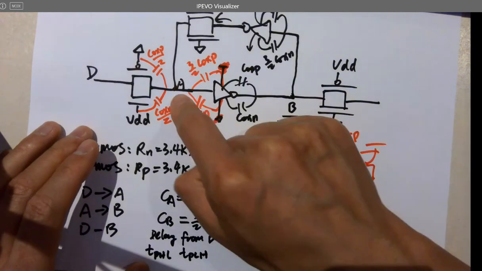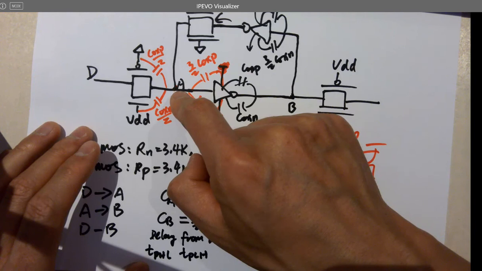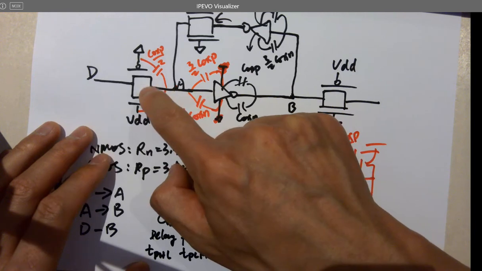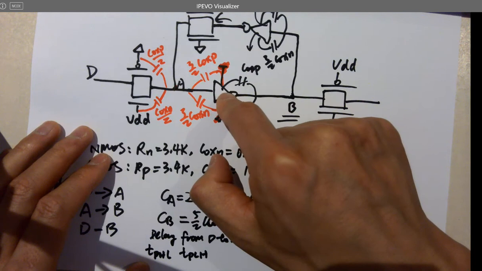So what are the resistors involved whenever A is oscillating? The parallel resistor over here, definitely, yes. Here, why?